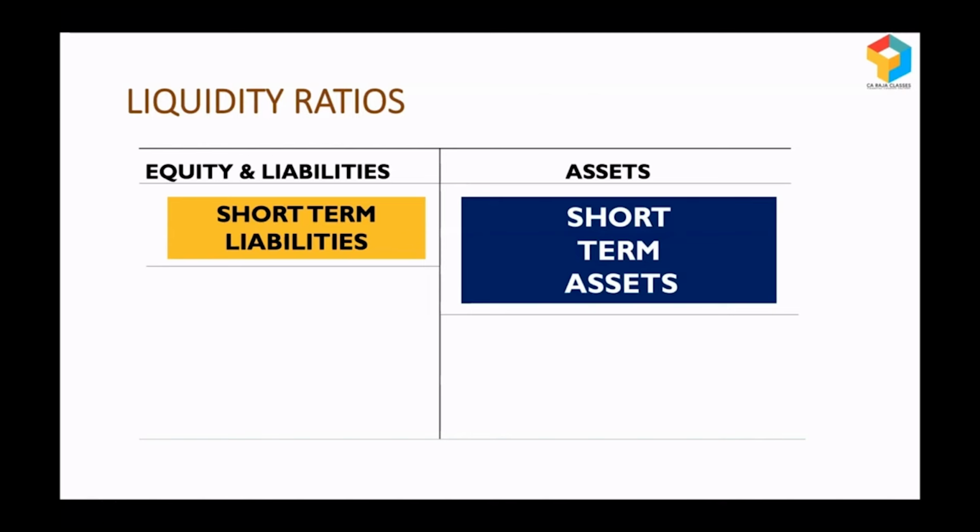It means short-term liabilities are repayable within 1 year, and for repaying you need resources, and those resources are actually in the form of short-term assets. So if you want to repay 10 million and you have short-term assets of 15 million, it means you have resources of 15 million using which you can pay 10 million. We can say the liquidity position is comfortable.